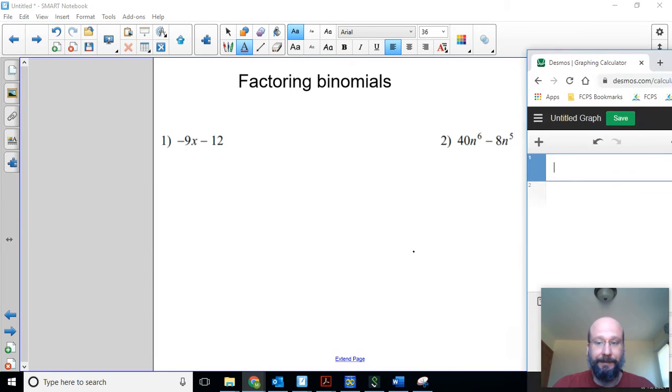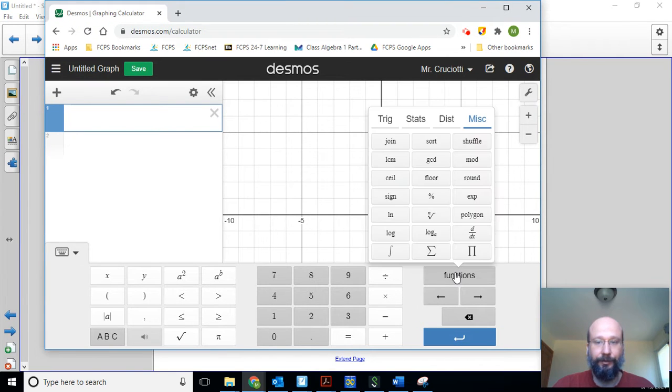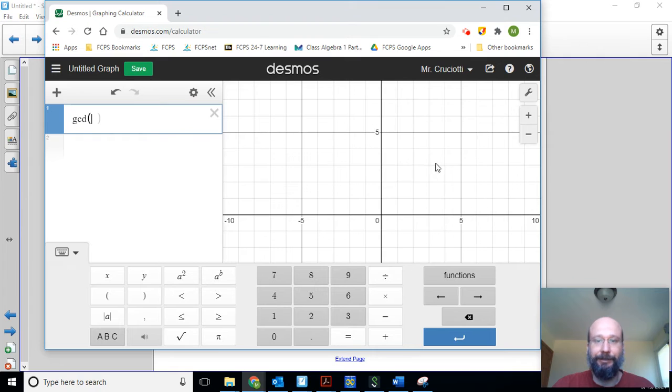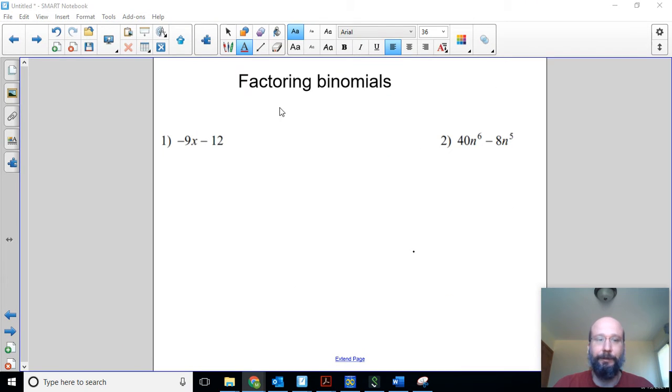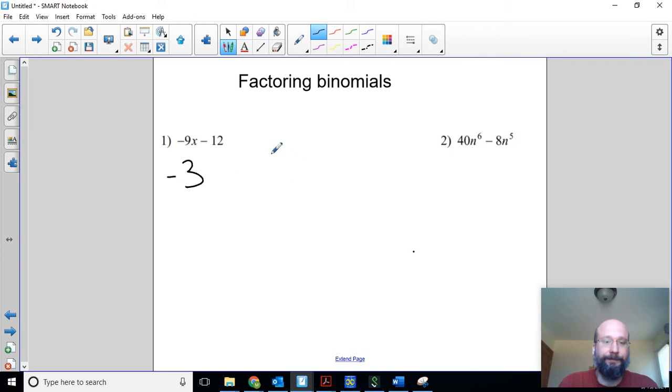So I'm going to get Desmos. We're going to use Desmos. I'm going to go to functions, miscellaneous, and then GCD, and I'm going to put 9 and 12, and it tells me my GCF is 3. So my greatest common factor of 9 and 12 is 3. And in this case, since they're both negative, it's going to be negative 3.